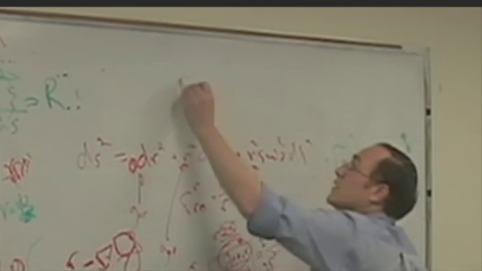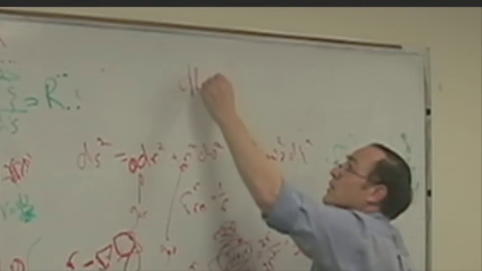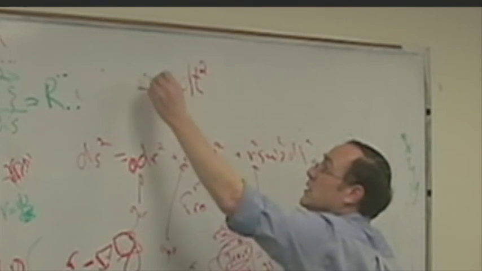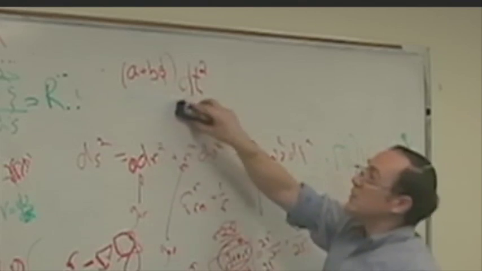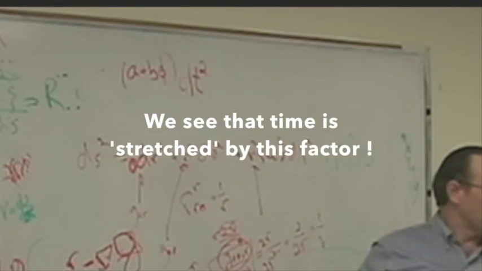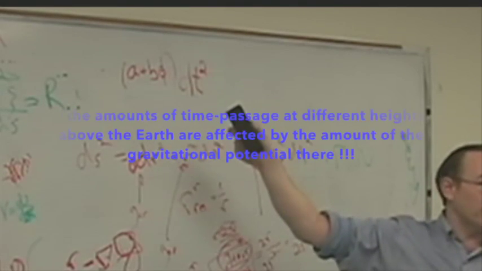We have now a time metric where the G will be given by A plus B phi. So we have something very weird happening to time. It has some kind of a metric coefficient.